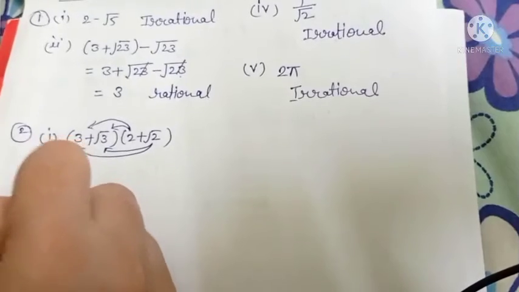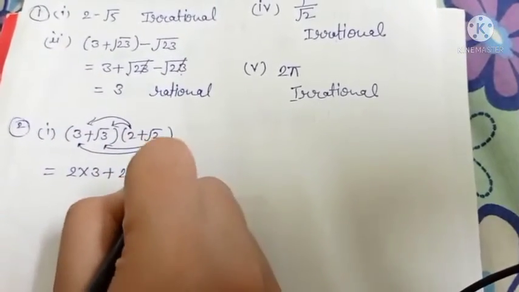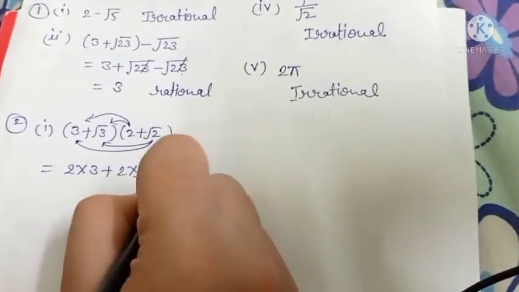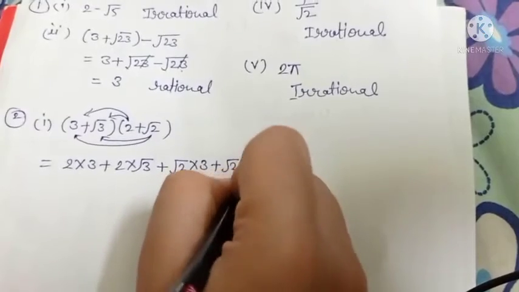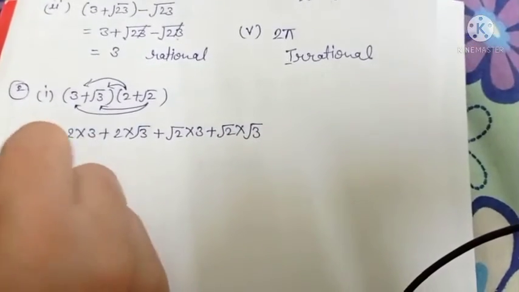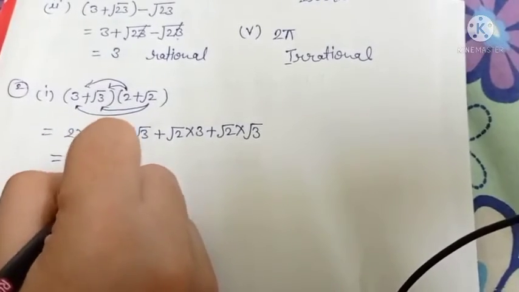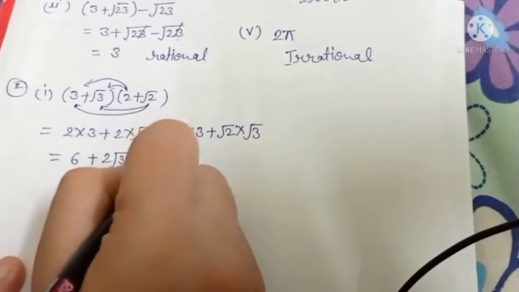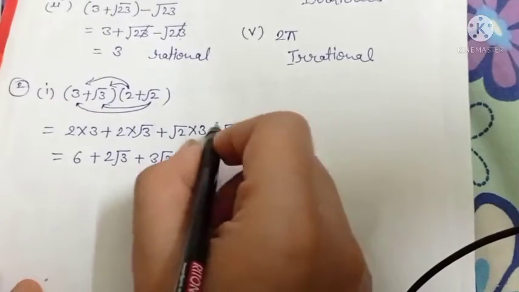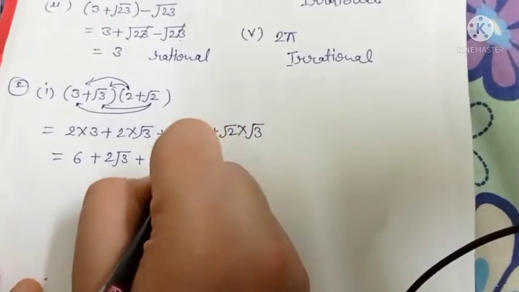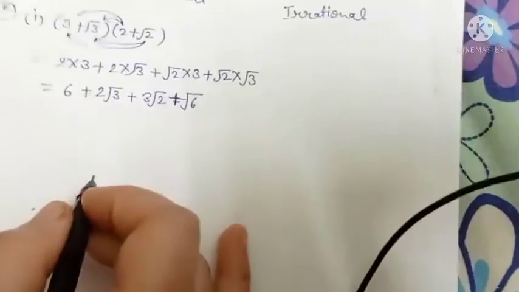So 2 into 3 plus 2 into under root 3 plus under root 2 into 3 plus under root 2 into under root 3. 2 into 3 is equal to 6, plus 2 under root 3, plus 3 under root 2, and under root 2 multiplied by under root 3 becomes under root 6. This is the answer of this question.